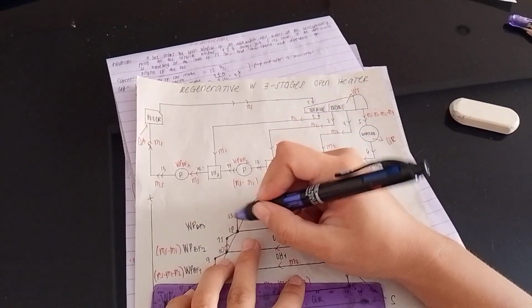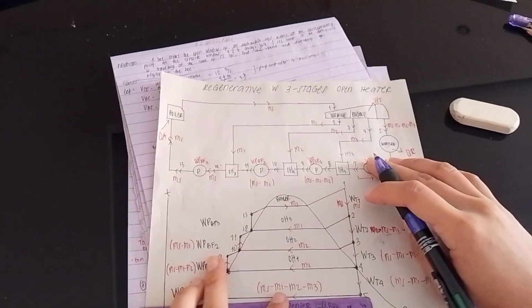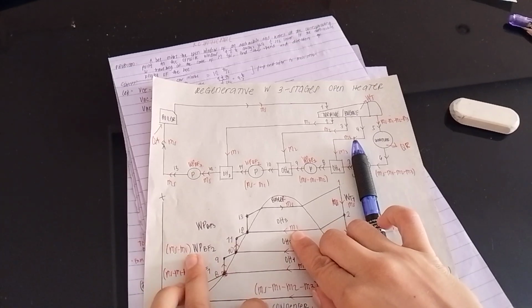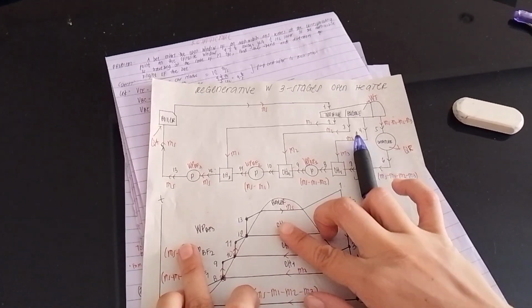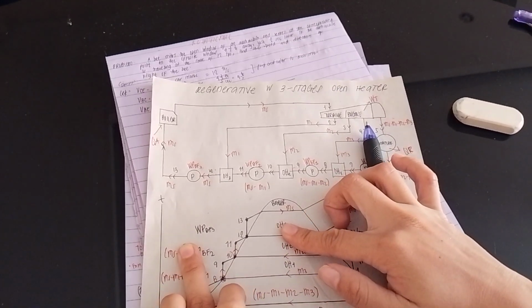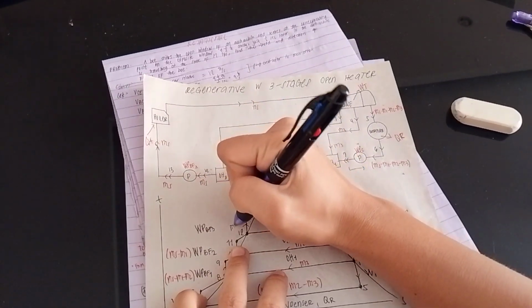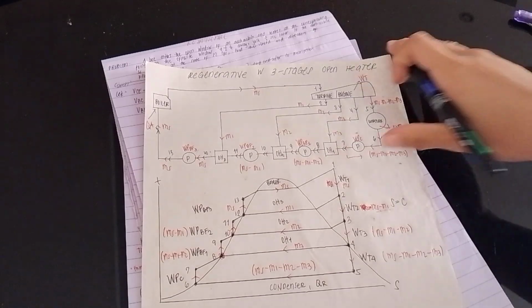Next, when it reaches points 12 and 13, MS minus M1 meets M1. So, they add, their masses combine, and what remains is MS. So, therefore, the mass here is MS. So, those are the masses.